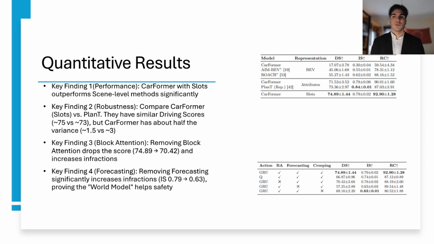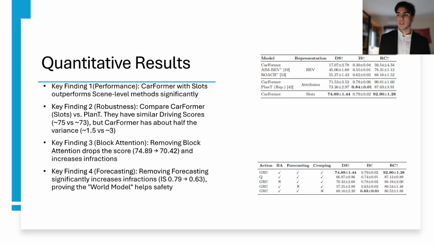So for the quantitative results, the first finding is that if you look at the bottom section, CarFormer with slots achieves the highest driving score of 74.89, outperforming all pixel-based methods. The second key finding here is that by comparing CarFormer to PlanT, the scores are similar. It's about 74 to 73. But looking at the variance, CarFormer's variance of 1.44 is much better than PlanT's at 2.97. This proves that the learned slots are significantly more robust and stable than manual attributes.